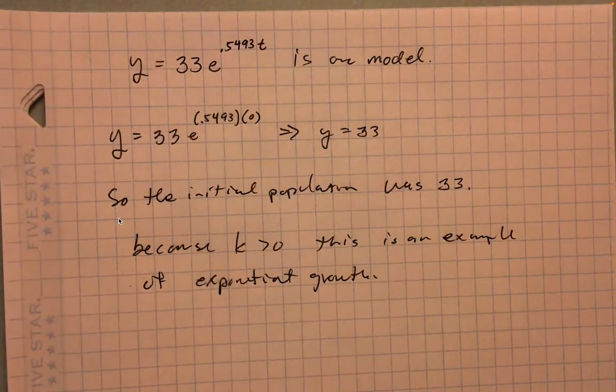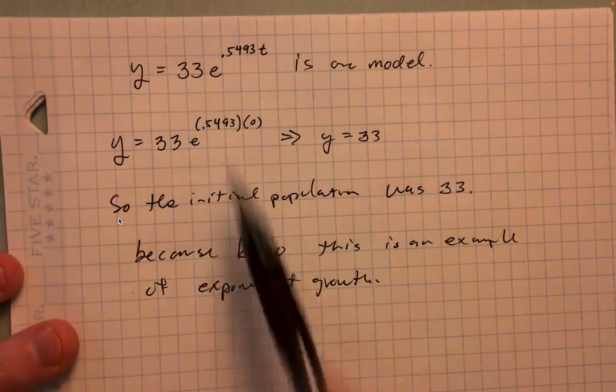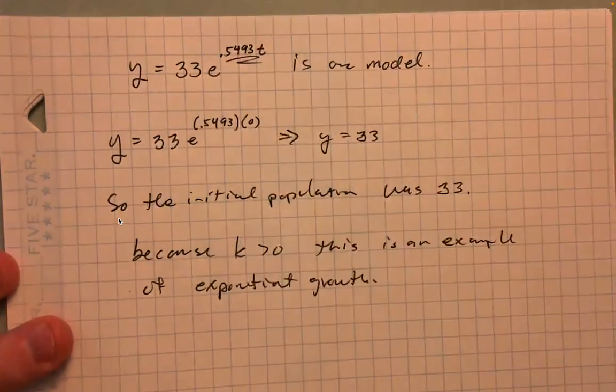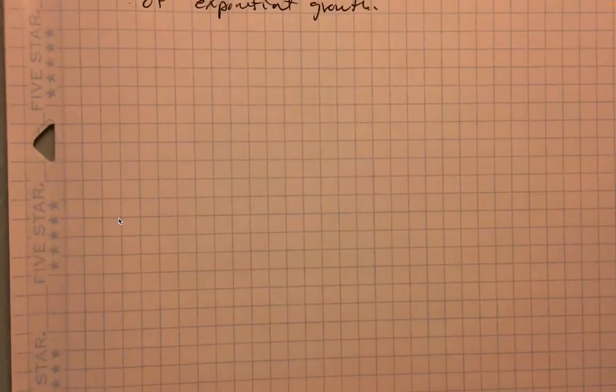Right, specifically the population of the fruit flies. They exhibit exponential growth. Technically speaking, we can say that this model is a growth model because the k is a positive value. Okay, let's talk through a decay model, an example using exponential decay.